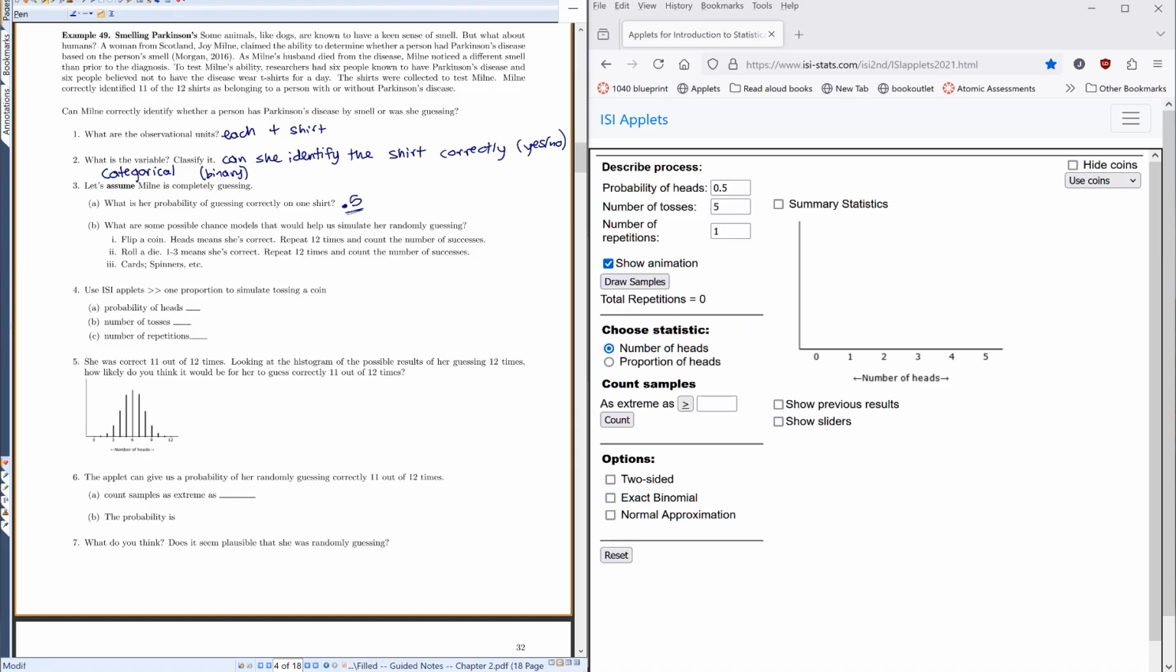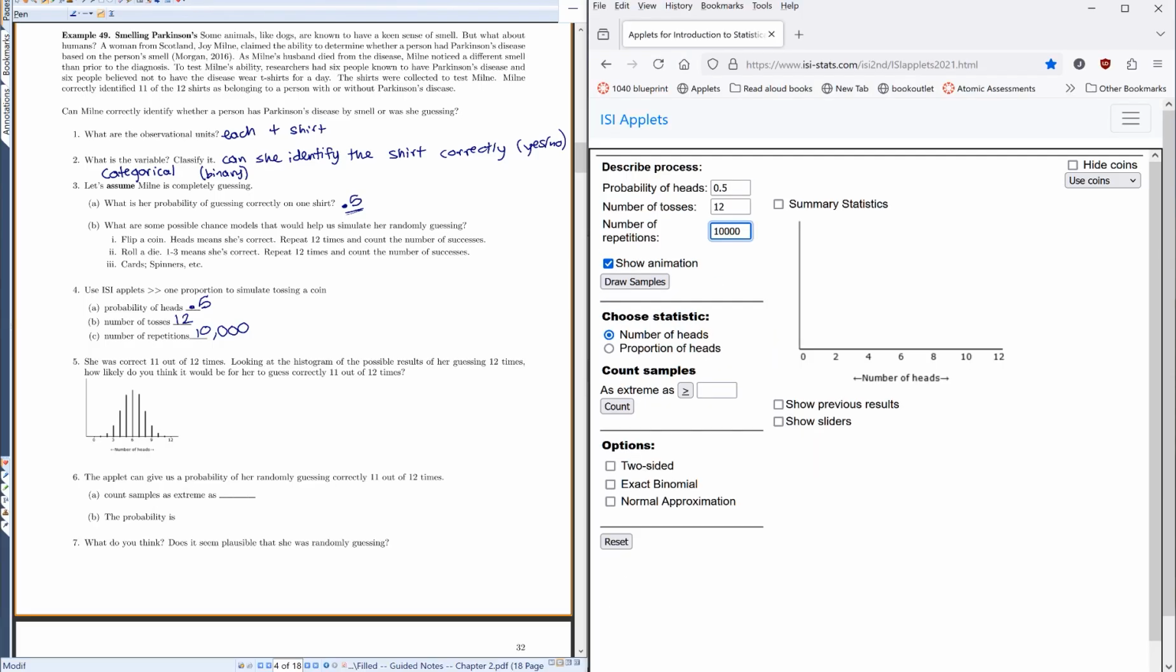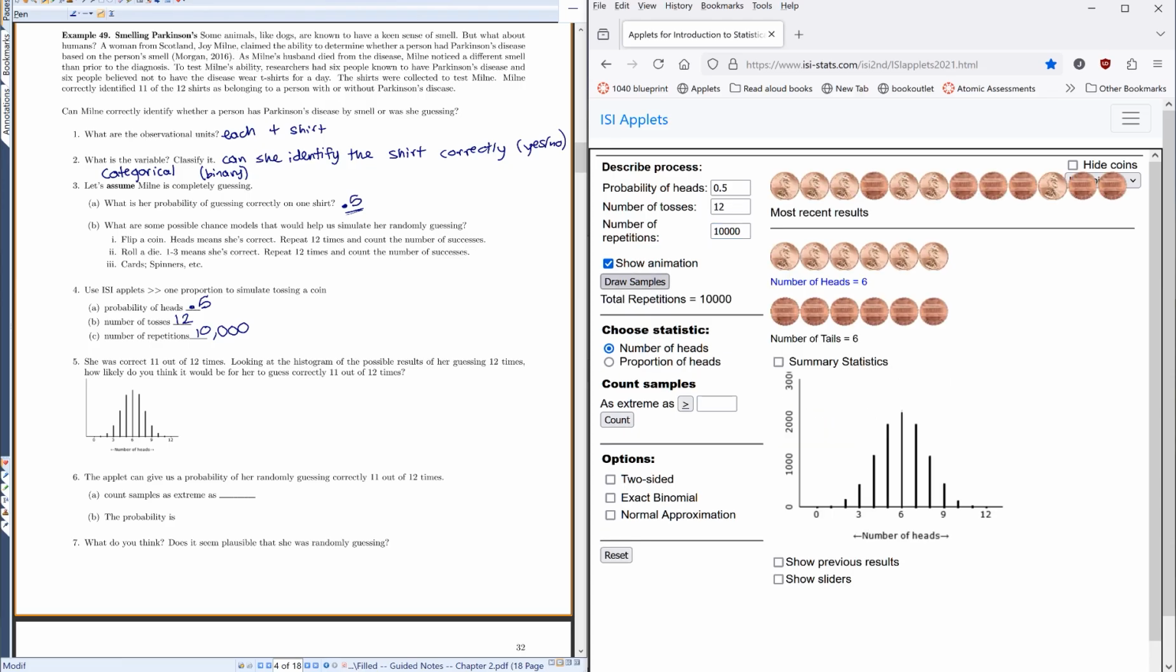If we think about it, what do we need for our probability of heads? The chance of her guessing correctly is 0.5. The number of tosses: how many things are in 1 repetition? She needs to smell 12 shirts, so we'll do 12 tosses. For number of repetitions, in this class you should always do 1,000. If you want to have better chances of not accidentally getting something wrong on the homework, I like to use 10,000. This applet is actually really fast, so doing 10,000 shouldn't slow you down much. So probability of heads is 0.5, number of tosses is 12, number of repetitions is 10,000, and we draw the samples.